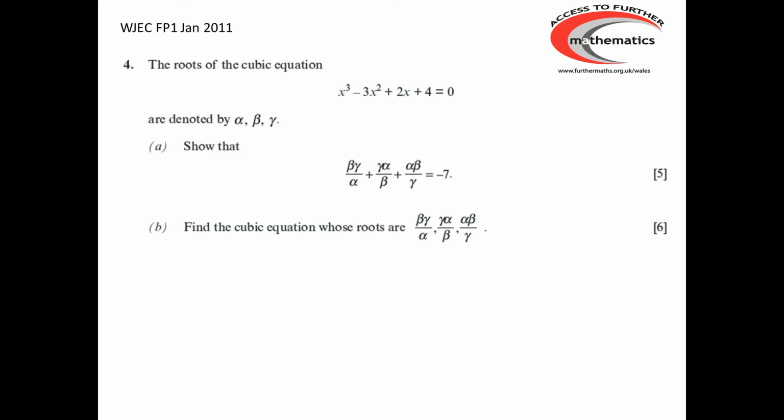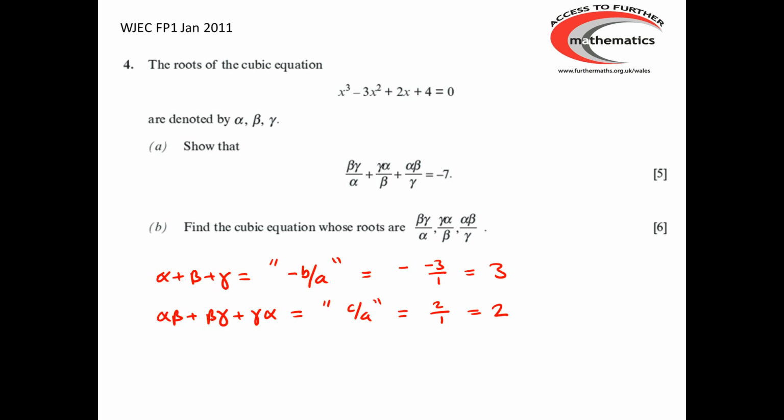On questions like this, it's always a good idea to start off by writing down what we know about the roots. So we certainly know that alpha plus beta plus gamma must be equal to minus b over a, so that must be minus minus 3/1, so that is 3. We also know that alpha beta plus beta gamma plus gamma alpha must be c upon a, which is 2. And finally, we know that alpha times beta times gamma must be equal to minus d upon a, which is minus 4. It's always worth getting those 3 facts down straight away.